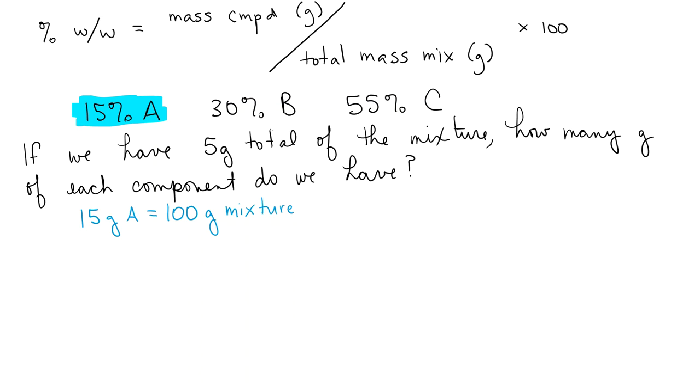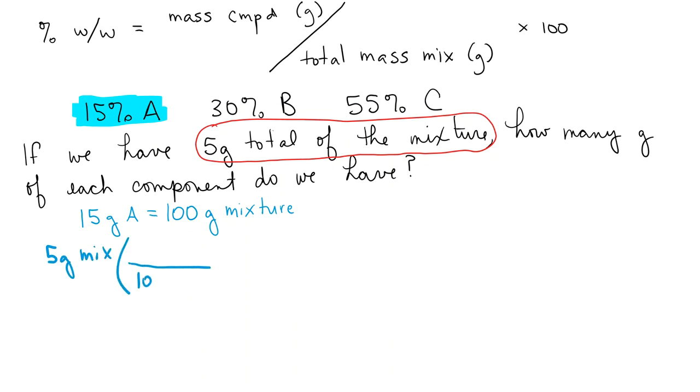Since we now know that 15 grams of A is in a 100 gram mixture, it becomes very straightforward dimensional analysis. We have 5 grams of the total mixture, so we start there. If we have 5 grams of the mixture, we know that every 100 grams of the mixture contains 15 grams of A. So 5 times 15 divided by 100 gives us 0.75.